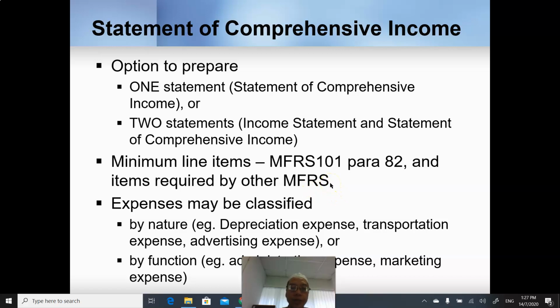Expenses may be classified by nature and can also be classified by function. If they are classified by nature, the names of the expenses will be according to the type of expense, for example, the depreciation expense, transportation expense, or advertising expense. But if expenses are classified by function, the name of the items will be based on the department or the function of the expense, such as administrative expense or marketing expense.